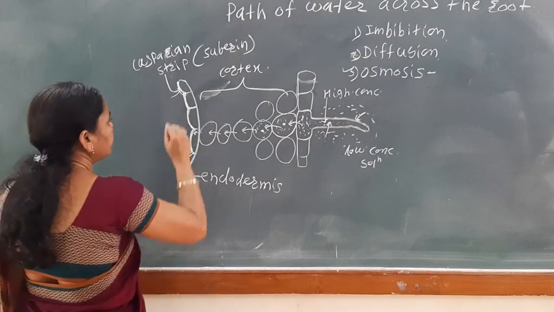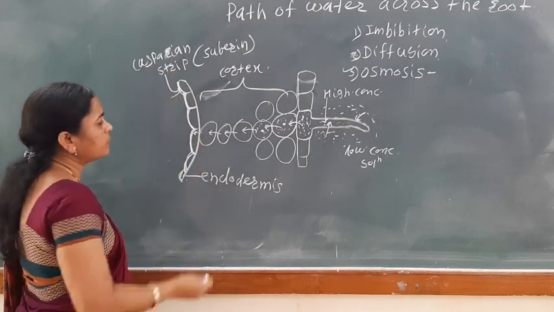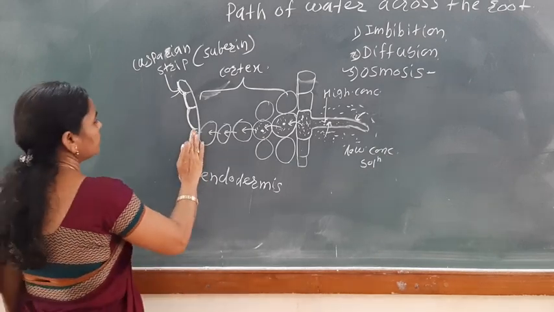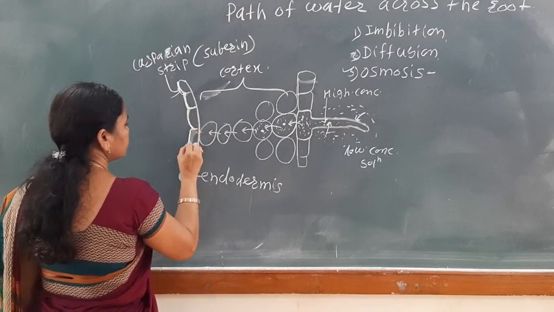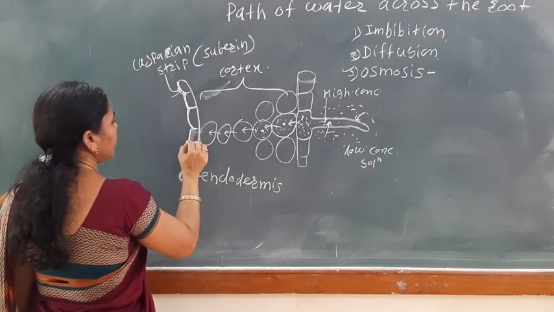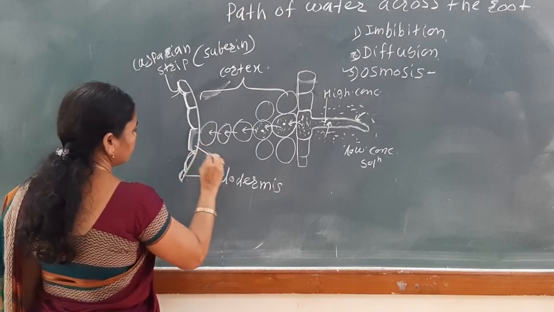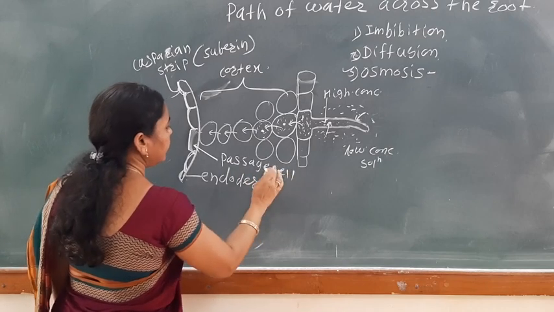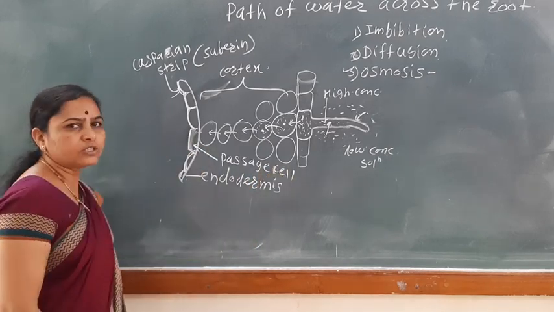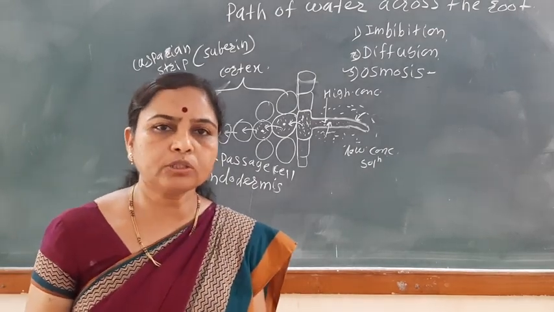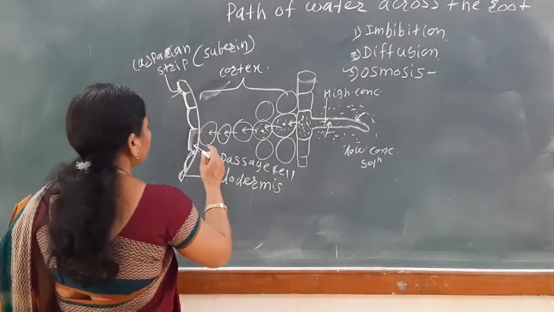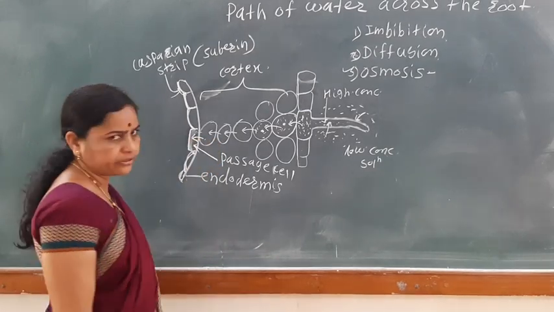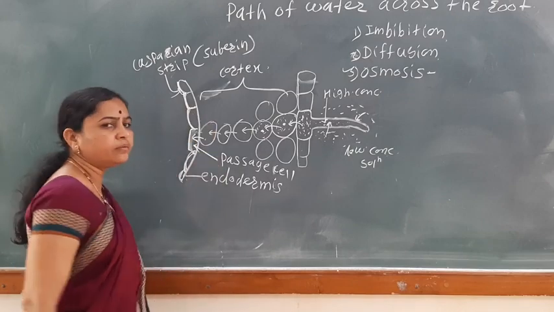But in the endodermis there is one important special cell, known as the passage cell. This passage cell does not have the Casparian strip or the suberin wall, due to which the water from the cortex cell enters into the passage cell. But there are not many passage cells.